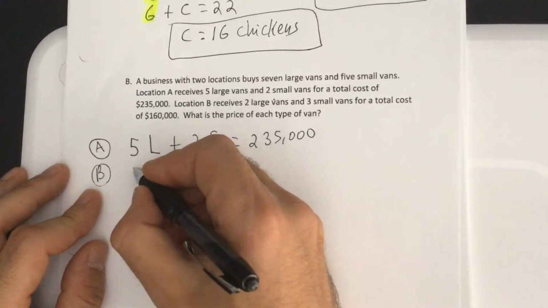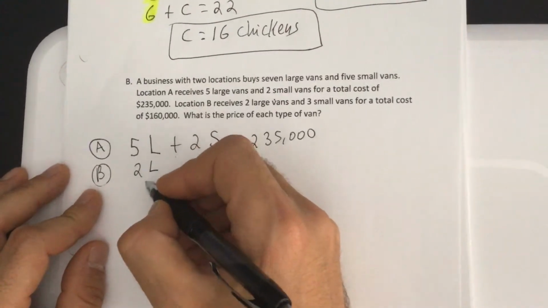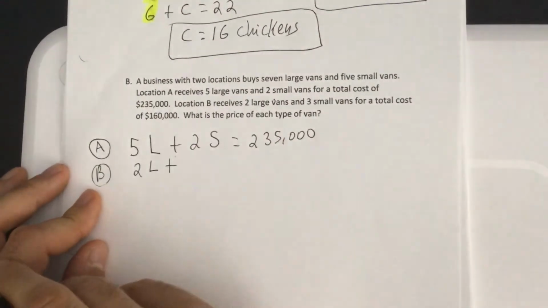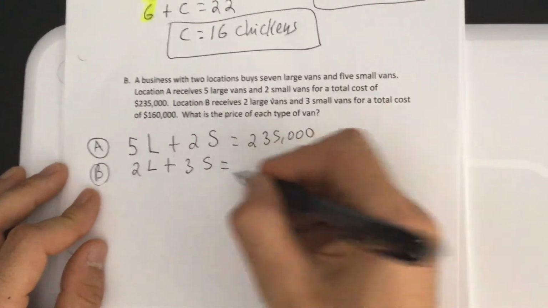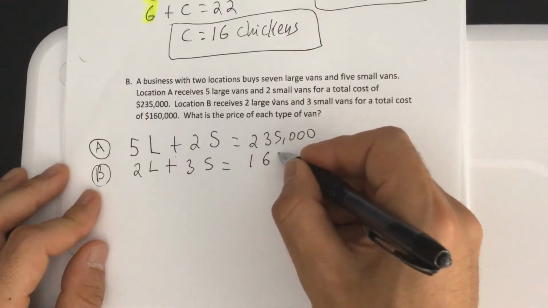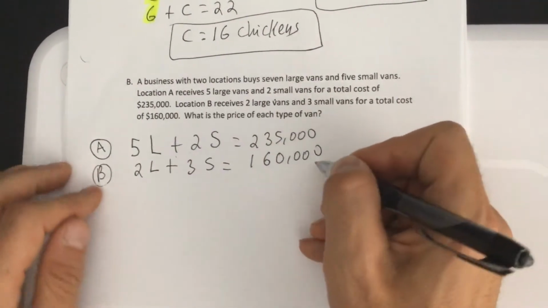Well, location B. They have 2 large bands, plus 3 small bands. And they're spending a total amount of $160,000.